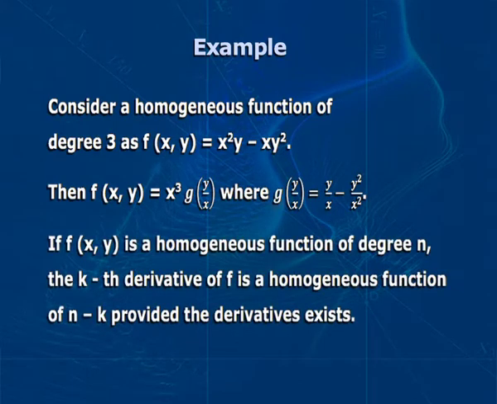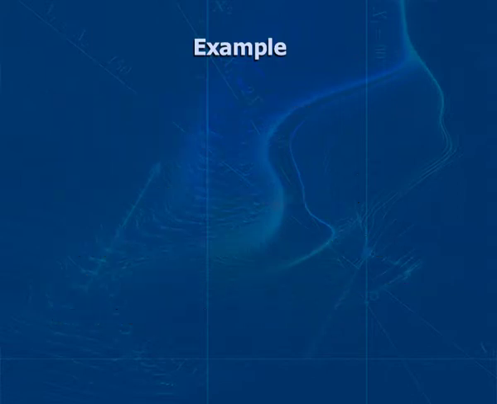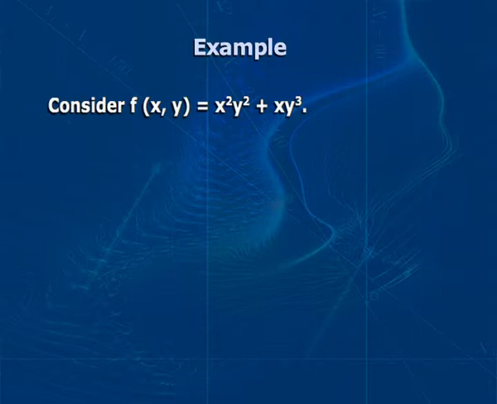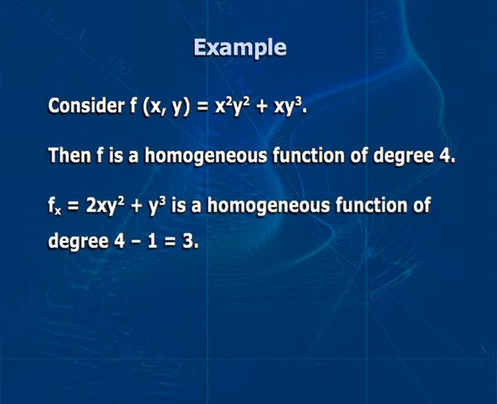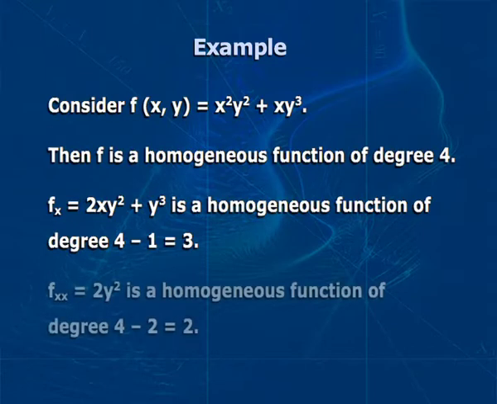If f(x, y) is a homogeneous function of degree n, the kth derivative of f is a homogeneous function of degree n − k, provided the derivatives exist. Consider f(x, y) = x²y² + xy³. Then f is a homogeneous function of degree 4. fx = 2xy² + y³ is a homogeneous function of degree 4 − 1, which is 3. fxx = 2y² is a homogeneous function of degree 4 − 2, which is 2.